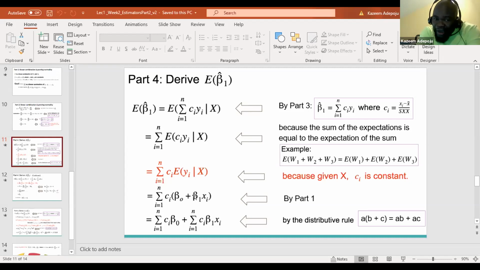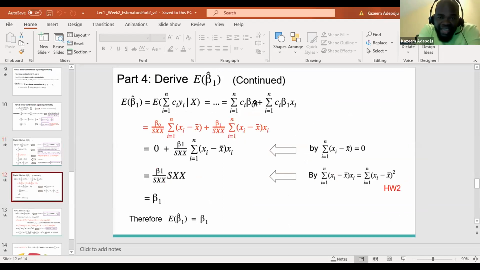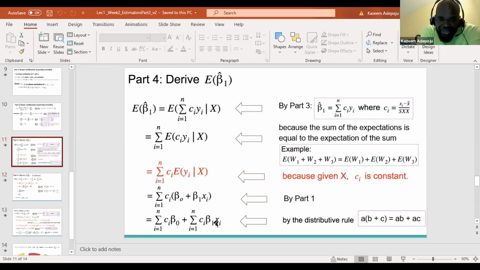Now, if I use C_i to multiply beta naught and C_i to multiply this, I'm going to have C_i beta naught. Look at that. And here I'm going to have C_i beta 1 X_i. Can you see that now? What did I use? I used C_i to multiply everything out. Now, after that, we are here, right? Take a look at the last one. This one here is what I copy to the next slide.